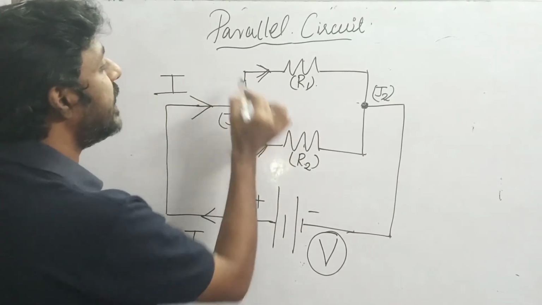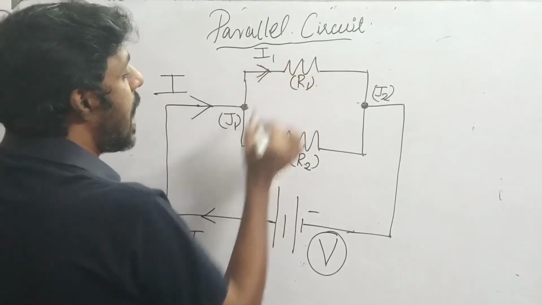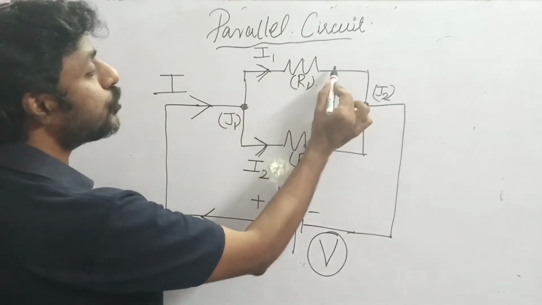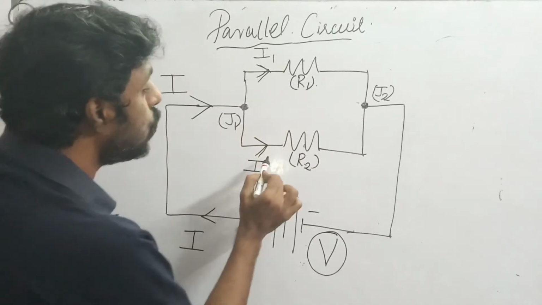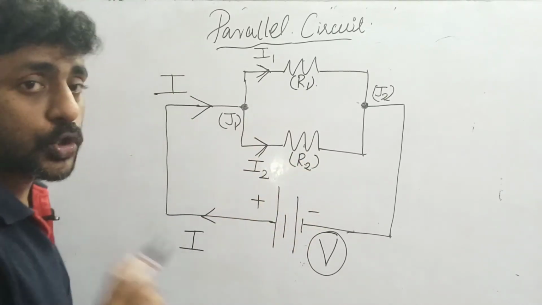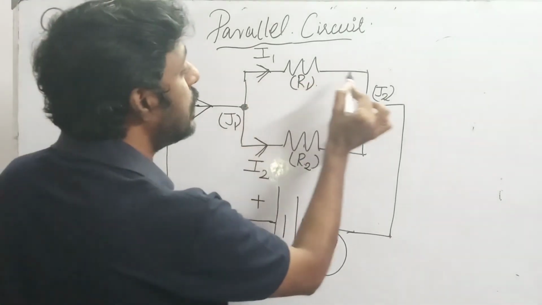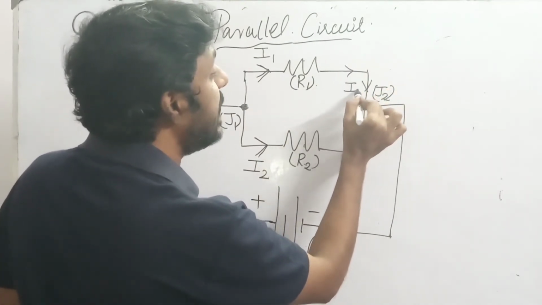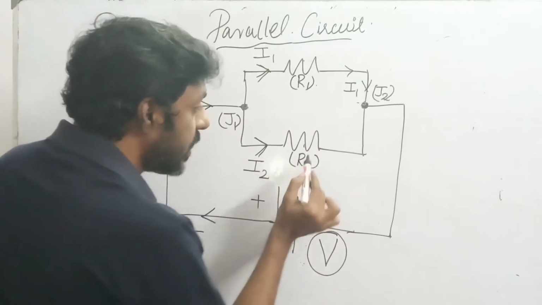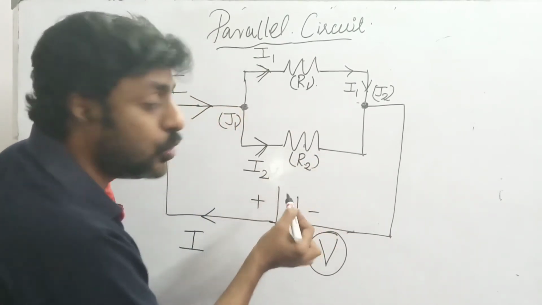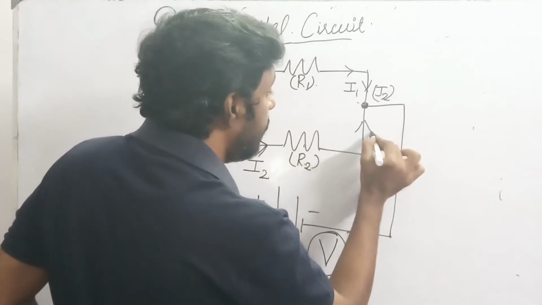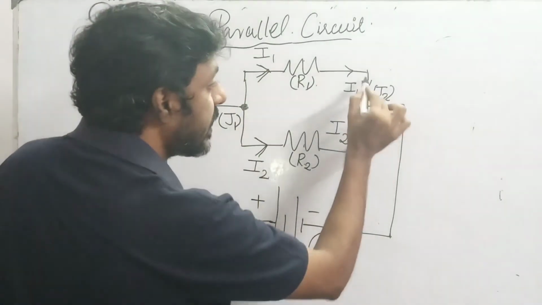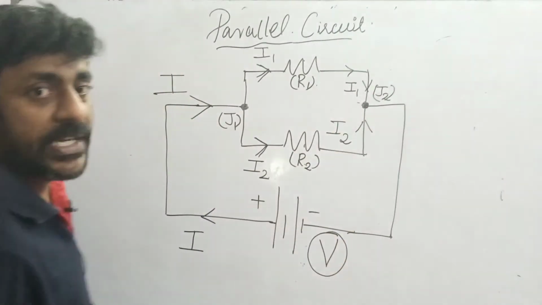One current will divide itself as I1 and I2. I1 is the current which flows through the resistance R1, and I2 is the current which flows through the resistance R2. This current I1 will go like this, and till this point the value of the current will be I1. Again this I2 current will pass through the resistance R2, and till this point the value of the current will be I2. Now again both the currents are meeting at this junction point J2.